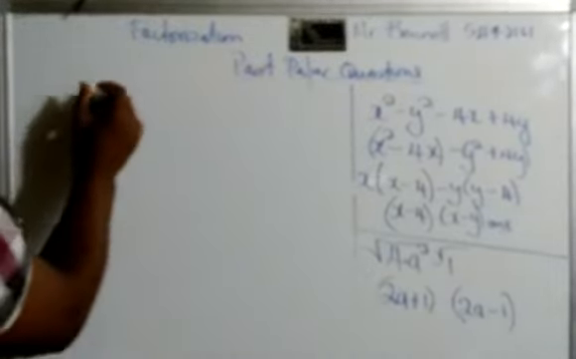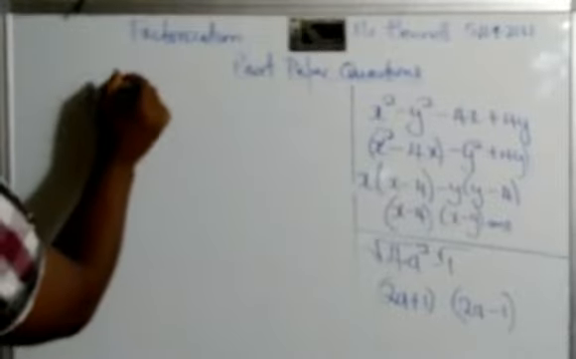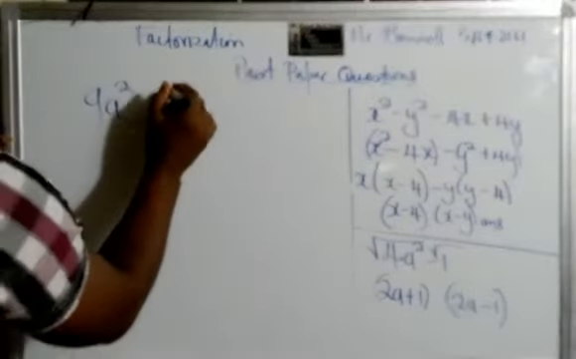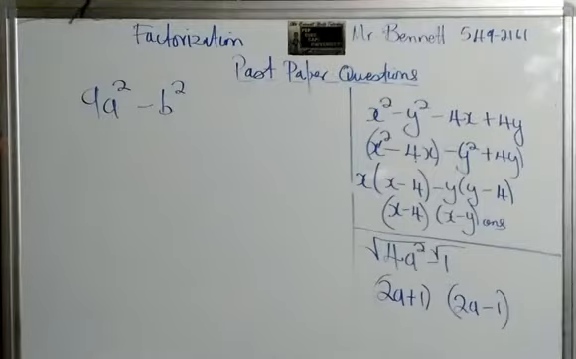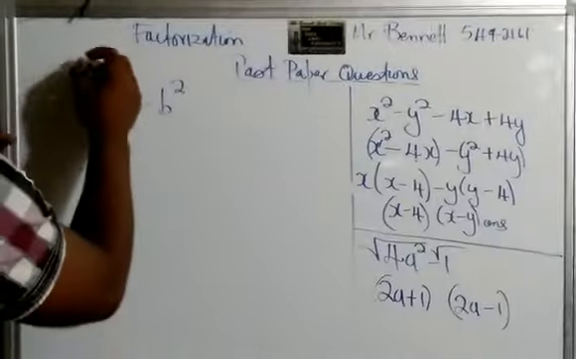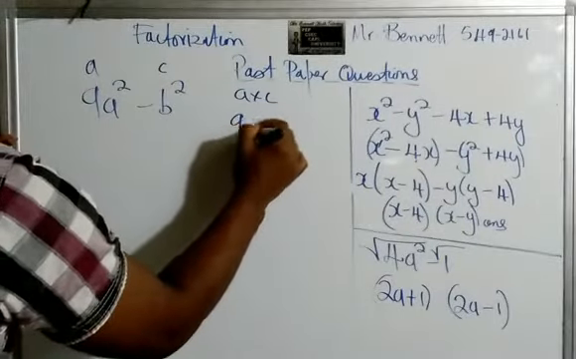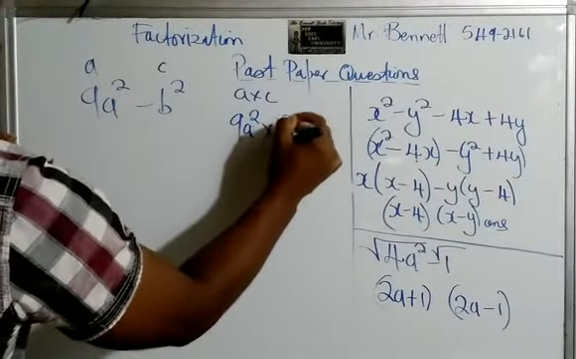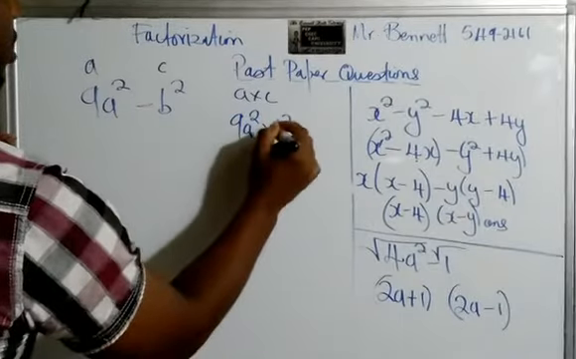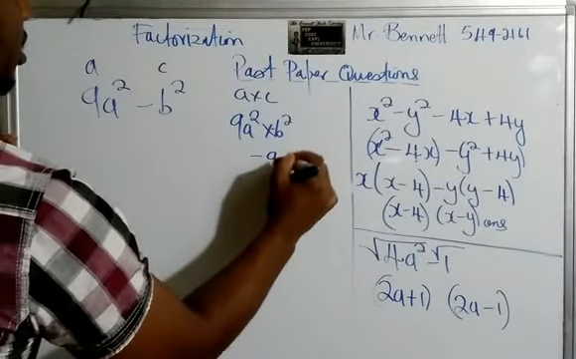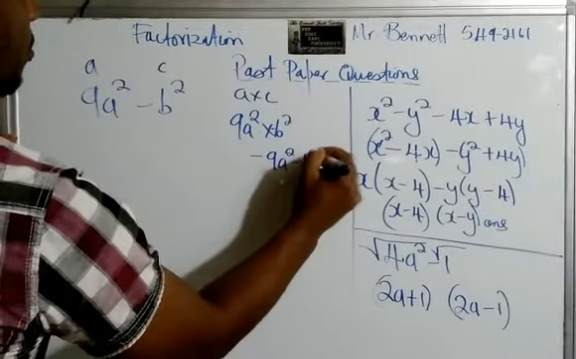Alright, so we have 9a squared. I'm gonna do this one the long way. 9a squared minus b squared. Now, as I said before, it's 0 in the middle, right? So let's just do it in that long way. So this is a and this is c. So we want a times c. So it will be 9a squared times negative b squared, rather. So that will give us negative 9a squared b squared.